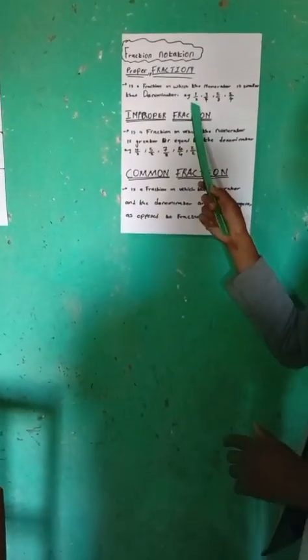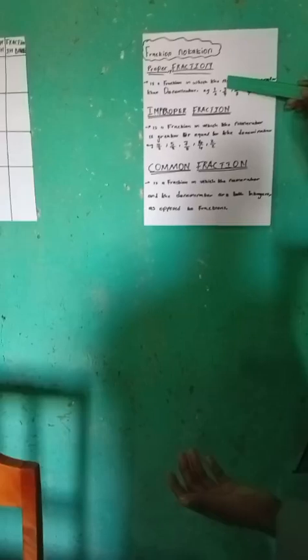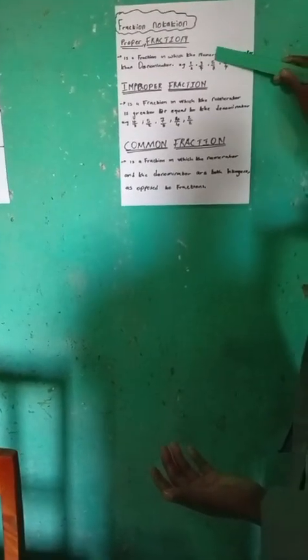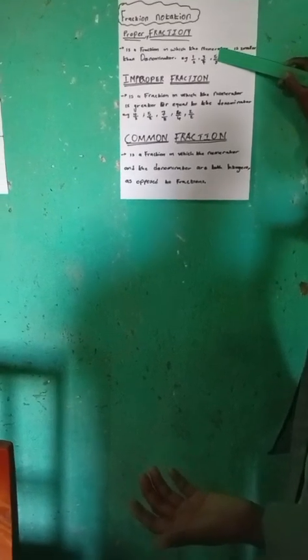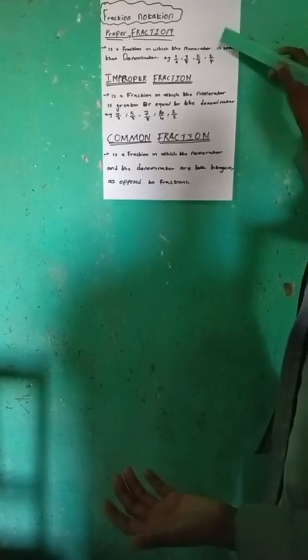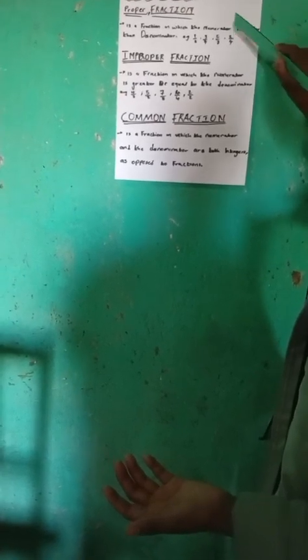Let's have some examples of proper fractions. We have 1 over 2. The 1 is smaller than the 2, so it's a proper fraction. We have 3 over 4. 3 is smaller than 4, so it's a proper fraction. We have 5 over 7. 5 is smaller than 7, so it's a proper fraction. We have 2 over 4. 2 is smaller than 4, so this is a proper fraction.